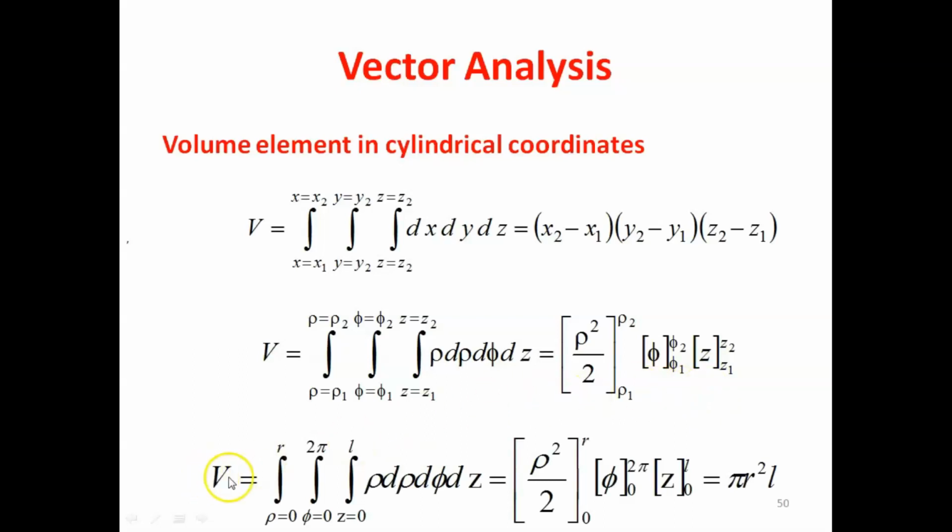For a complete volume of a cylinder, let rho roll from 0 to r. Phi rolls completely to describe a cylinder from 0 to 2 pi, and z rolls from 0 to L, so that we have integration rho square by 2 phi z. And if you substitute limits appropriately, it will be r square upon 2 multiplied by 2 pi multiplied by L. That will amount to be pi r square L.